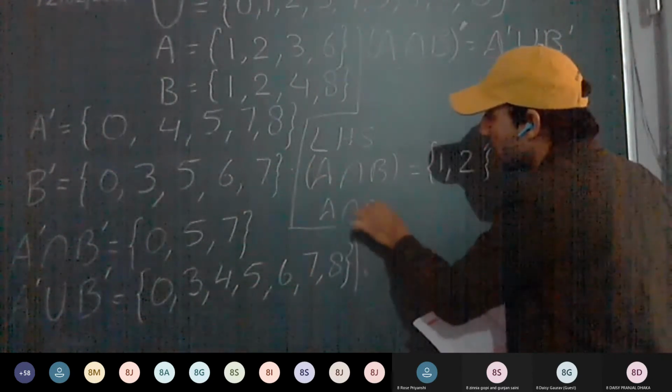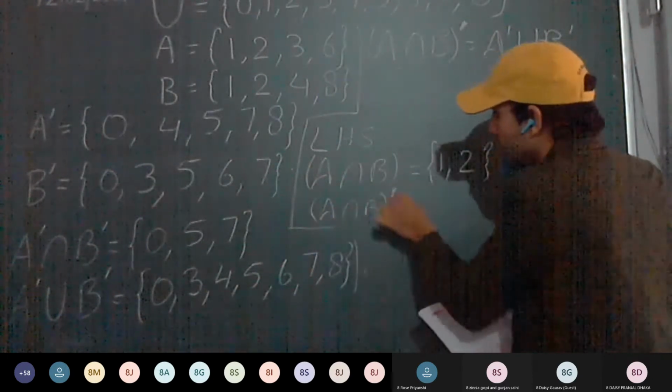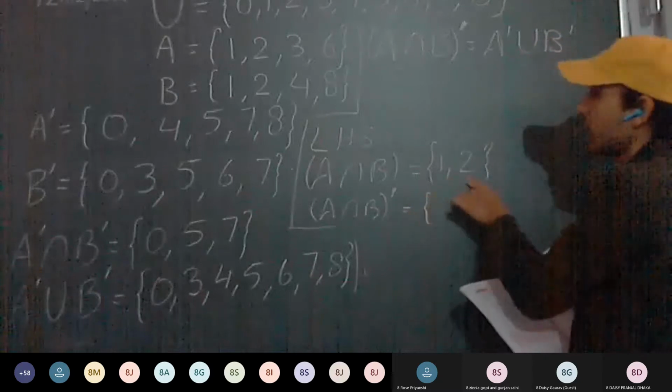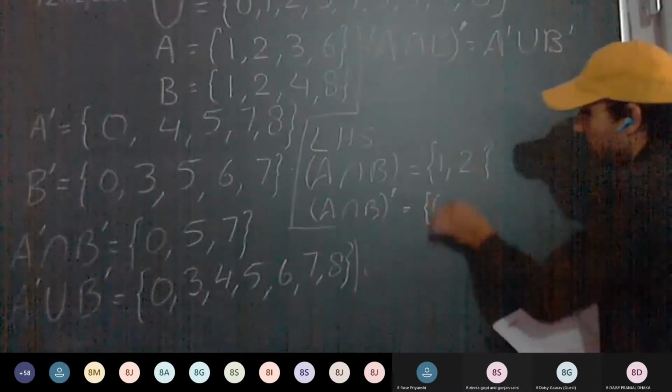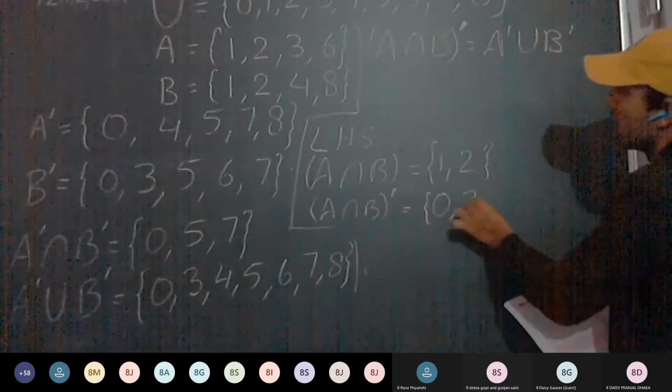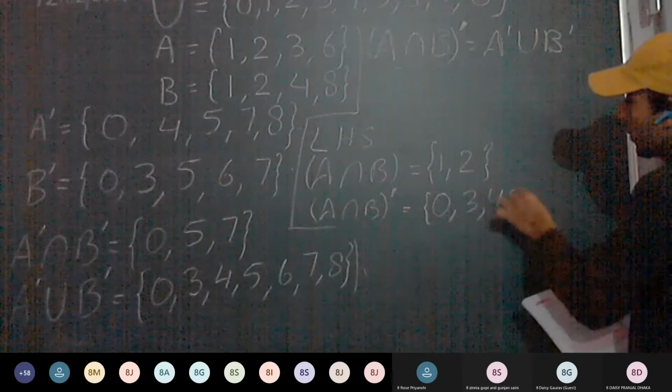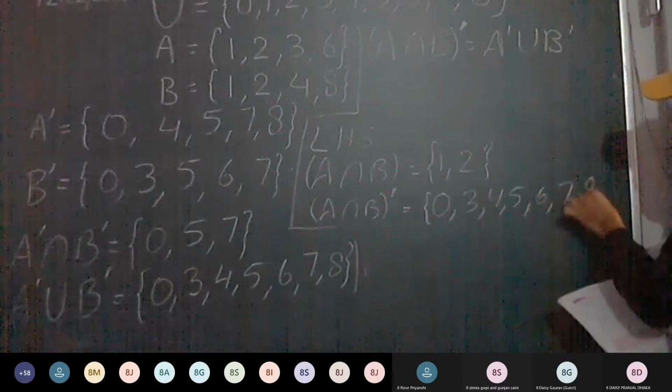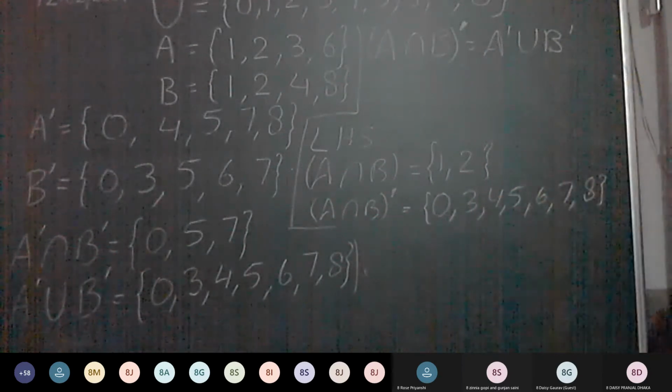Now A intersection B, the whole dash. Remove 1 and 2 from the universal set. 0, 3, 4, 5, 6, 7, 8. This is the answer, A intersection B, the whole dash.